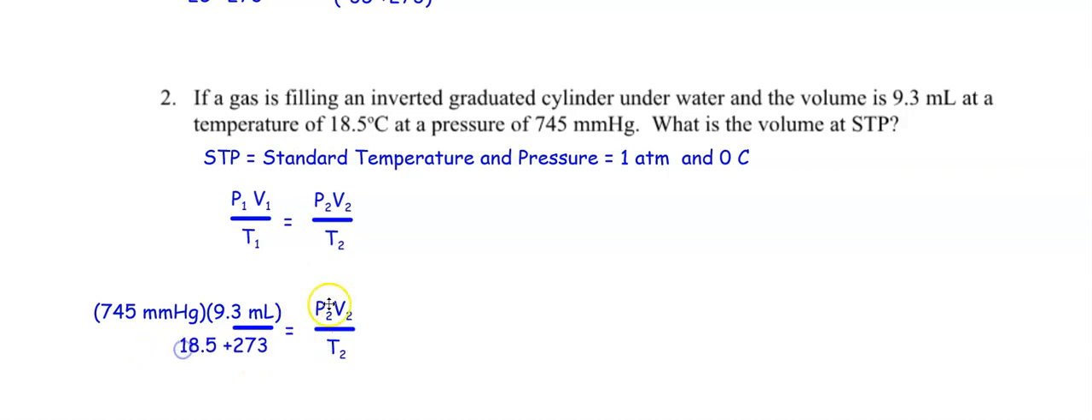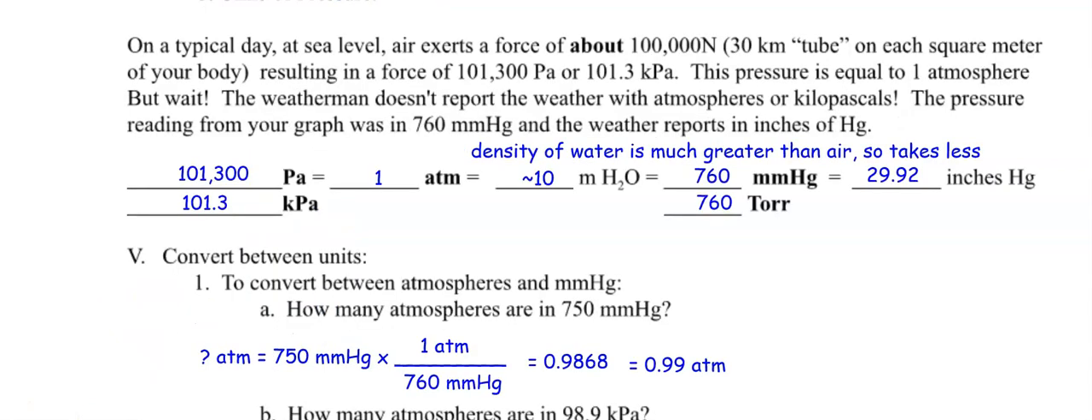Okay, now what? My P2 is, well, it's 1 atmosphere. But folks, this is not in atmospheres. Let's go back to the front page. Okay, I'm sorry, it's the second page. Okay, do you remember this? These are all equivalent to 1 ATM.